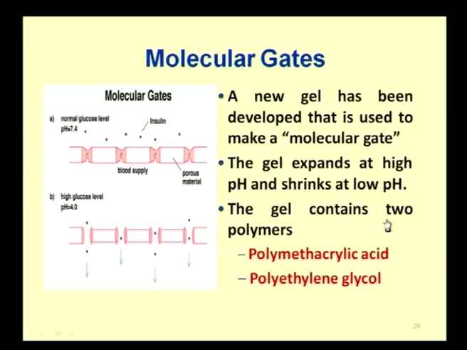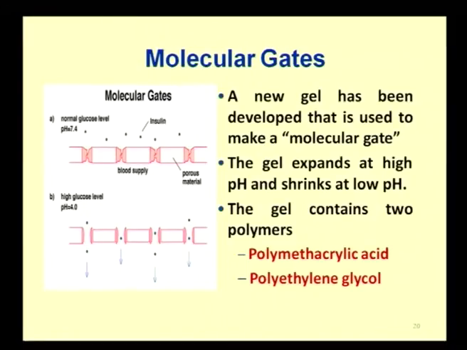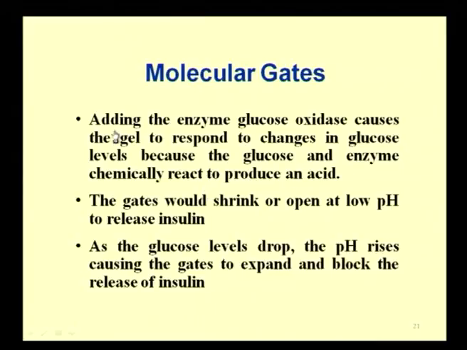So, the gel contains two polymers basically. The molecular gate may use two different polymers basically. It is going to be polymethacrylic acid and polyethylene glycol. So, let us have a detailed report on the same case.